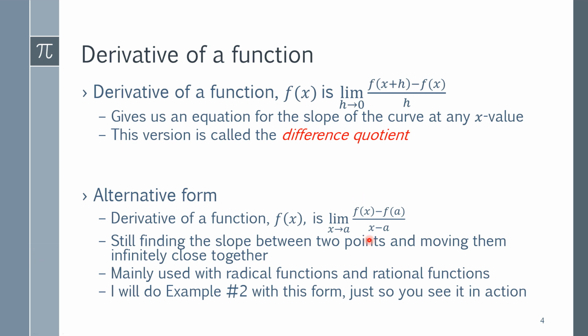There is an alternative form that is still that I have written below here. This is still the slope between 2 points right here. So you can see change in y over change in x. But now to move them closer, I say that x has to approach a. So still change in y over change in x, and then move the 2 points close together. This is not used as often. Typically, this is going to be used if we're dealing with radical functions or rational functions, because it makes some of the algebra of simplifying it easier. When I get to doing some examples, I will do one of the examples this way.